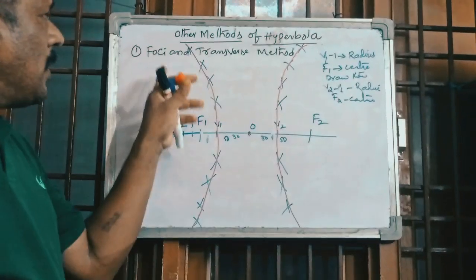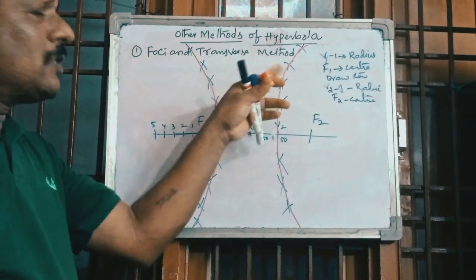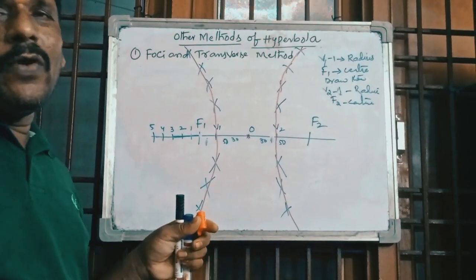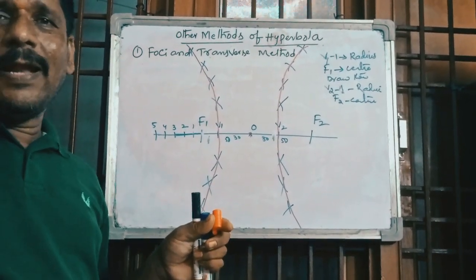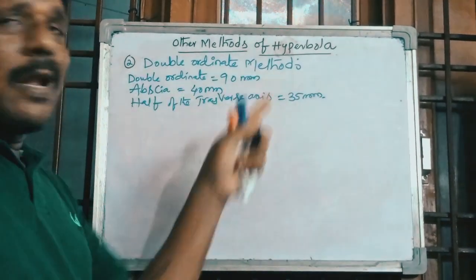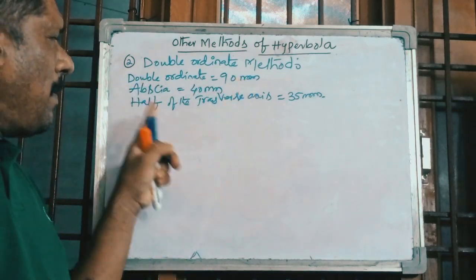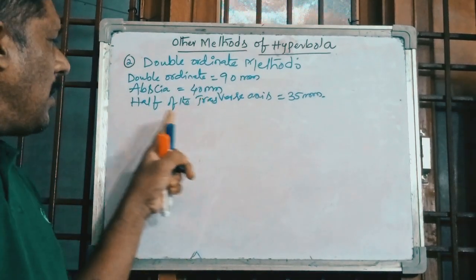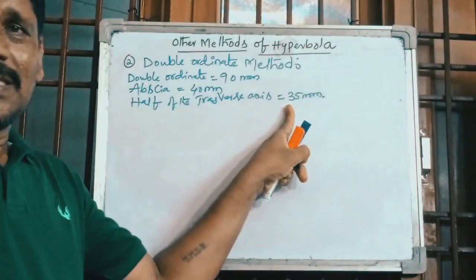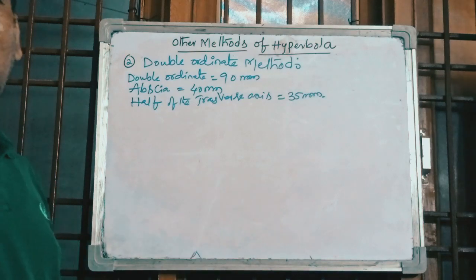This is the other method of hyperbola, the foci and transverse method. Next we go for the second method. It is the double ordinate method. In this second method, the question is: double ordinate is given as 90 mm, abscissa is 40 mm, and half of the transverse axis is 35 mm. By using these three, we have to draw the hyperbola.